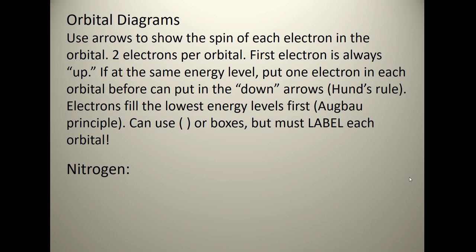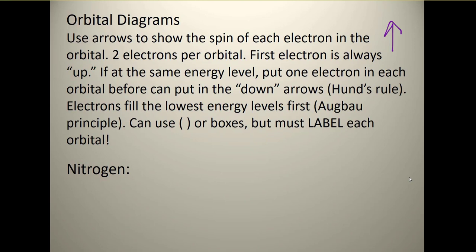All right, let's look at orbital diagrams. In orbital diagrams, you use arrows to show the spin of the electron in the orbital. You will always have 2 electrons per orbital. The first electron you will always draw with an up arrow or an up spin, okay? And just like I have drawn before, the electrons don't like to share. For example, in the p orbitals, they don't like to share, and so you'll put one electron in each p orbital before it's forced to share. You can use parentheses, you can use boxes, you can use lines to represent the orbitals, but you must label each orbital.